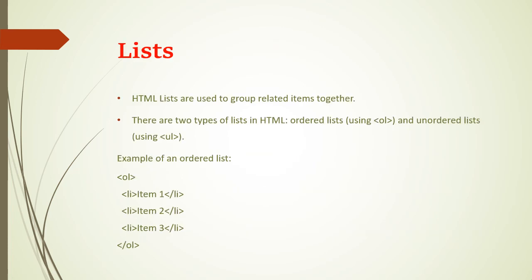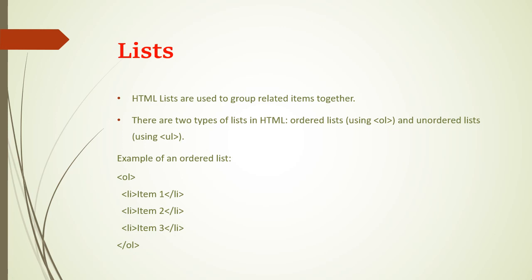Then we come to the list. HTML tags are used for lists. As we all know, lists are used to group related items together, which means we collect all the things which are related and put them in one place. We can consider that a list. So we have two types of lists in HTML: one is the ordered list and another is the unordered list.